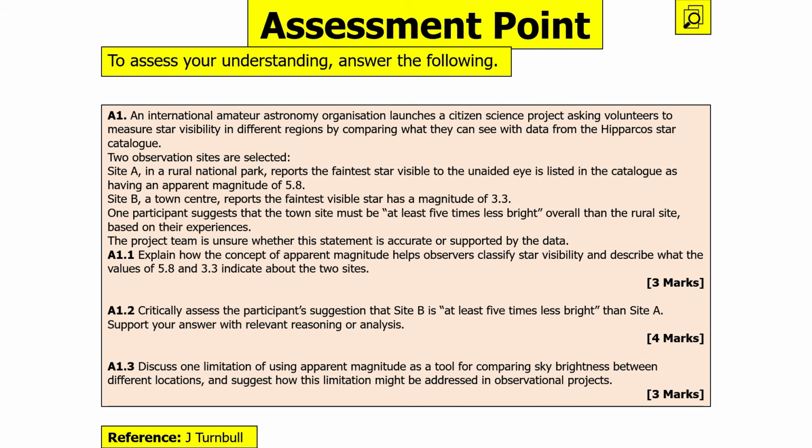One participant suggests the town site must be at least 5 times less bright overall than the rural site, based on their experiences. The project team is unsure whether this statement is accurate or supported by the data. Explain how the concept of apparent magnitude helps observers classify stars' visibility, and describe what the values of 5.8 and 3.3 indicate about the two sites. Critically assess the participant's suggestion that Site B is at least 5 times less bright than Site A. Support your answer with relevant reasoning or analysis. Then discuss one limitation of using apparent magnitude as a tool for comparing sky brightness between different locations, and suggest how this limitation might be addressed in observational projects.